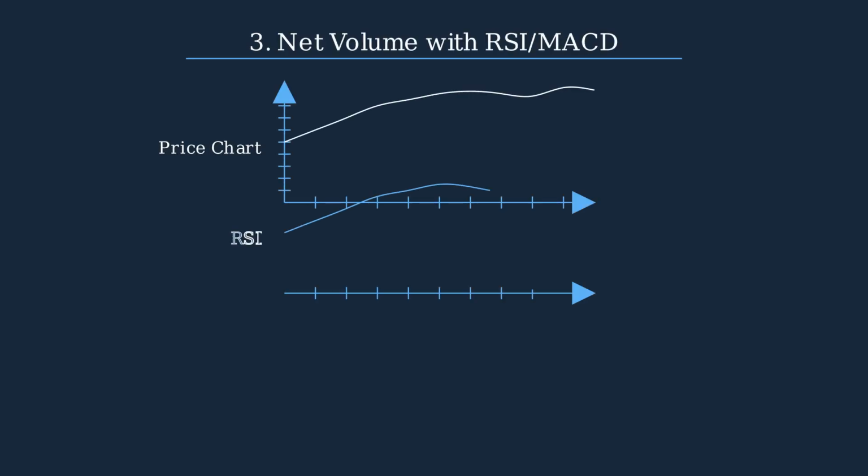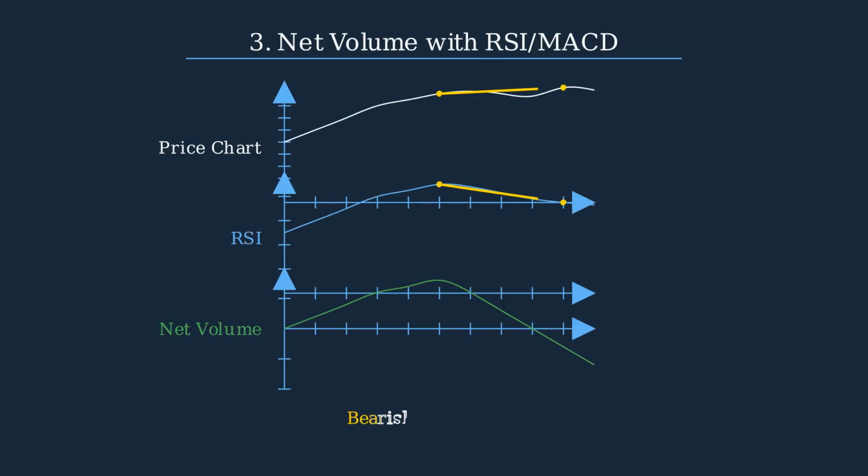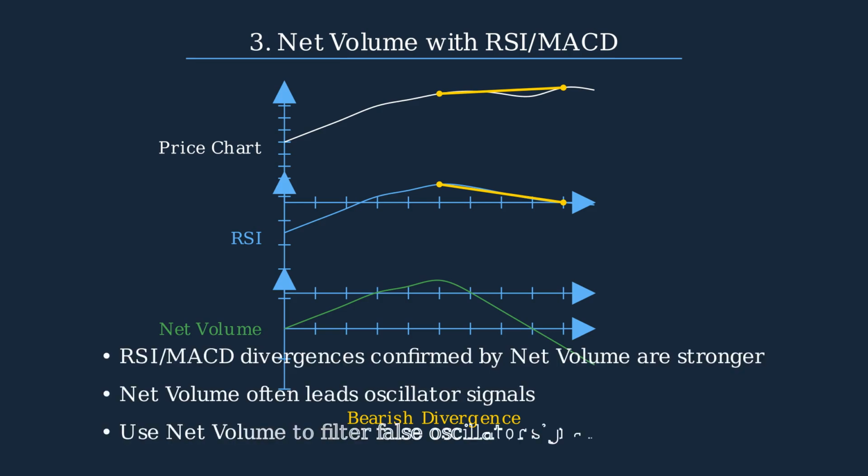Oscillators like RSI and MACD become more reliable when confirmed by net volume. Here we see a bearish divergence between price and RSI, where price makes a higher high, but RSI makes a lower high. Net volume confirms this divergence by showing decreasing and then negative volume, making this a much stronger sell signal.